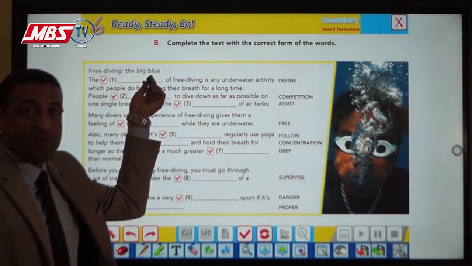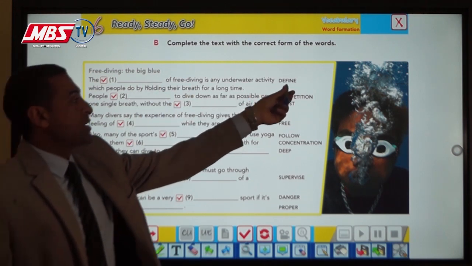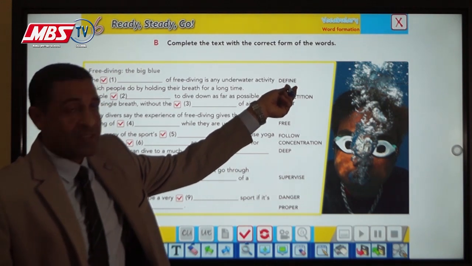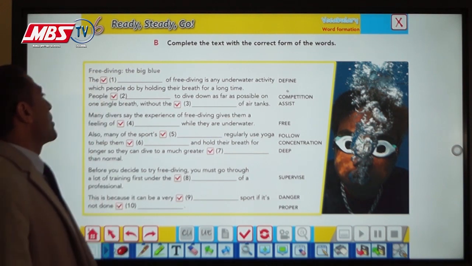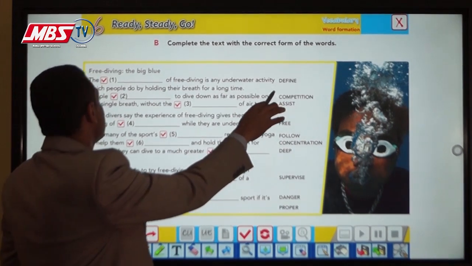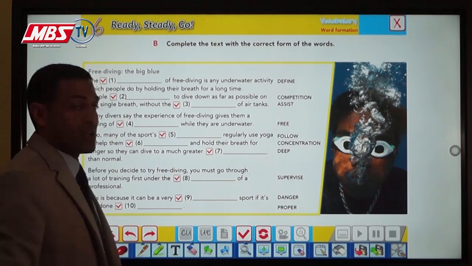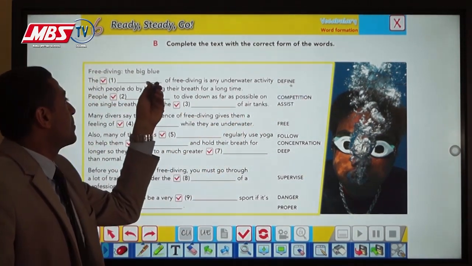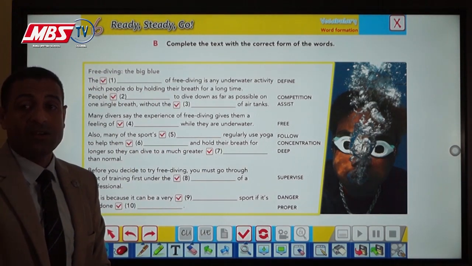Do I need a noun? Do I need an adjective? Do I need an adverb? I cannot use the word as it is. Don't use the word as it is. It will not be the correct answer. So here, the blank of free diving is any underwater activity which people do by holding their breath for a long time. And it asks you to use the word define to complete this sentence. So here I have an adjective which is the.